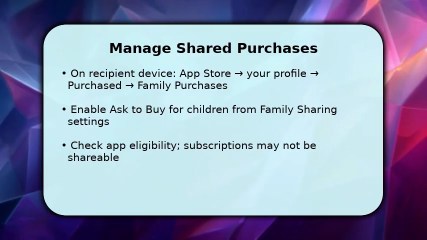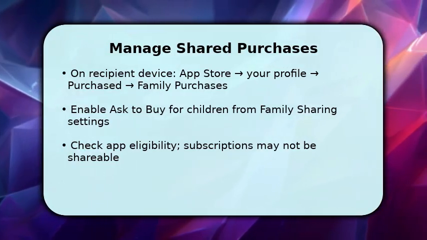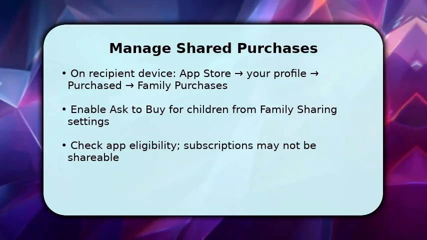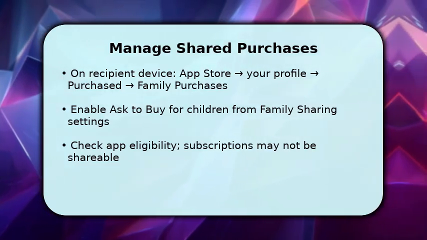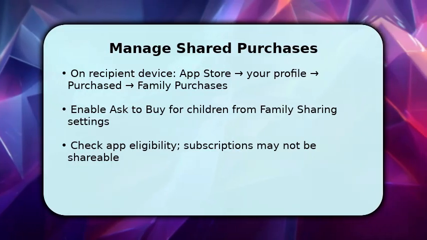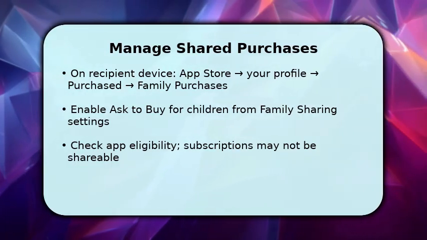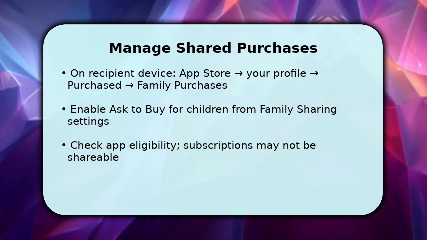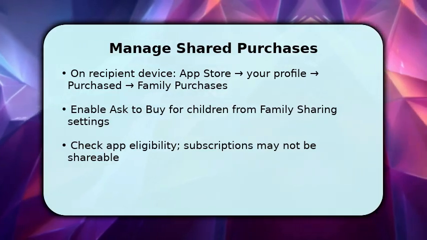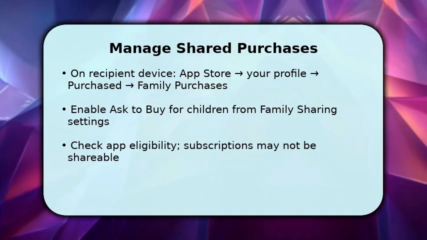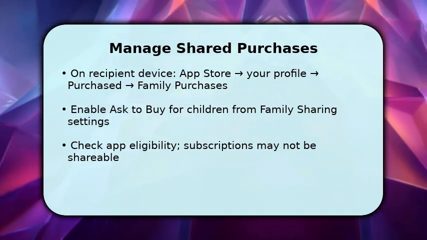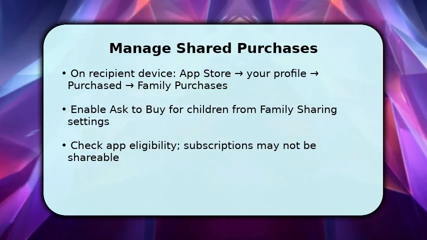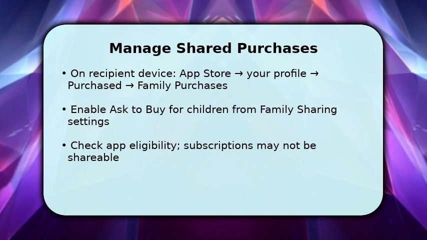Now get each family member to access shared apps. On their iPhone, open the App Store, tap their profile, then Purchased and choose Family Purchases or the organizer's name to view shared apps. Download any available titles. If an app is hidden, the organizer should unhide it in App Store purchase history. For kids, enable Ask to Buy so the organizer approves purchases. Note that some subscriptions or in-app purchases won't be shared, so verify eligibility before assuming full access.